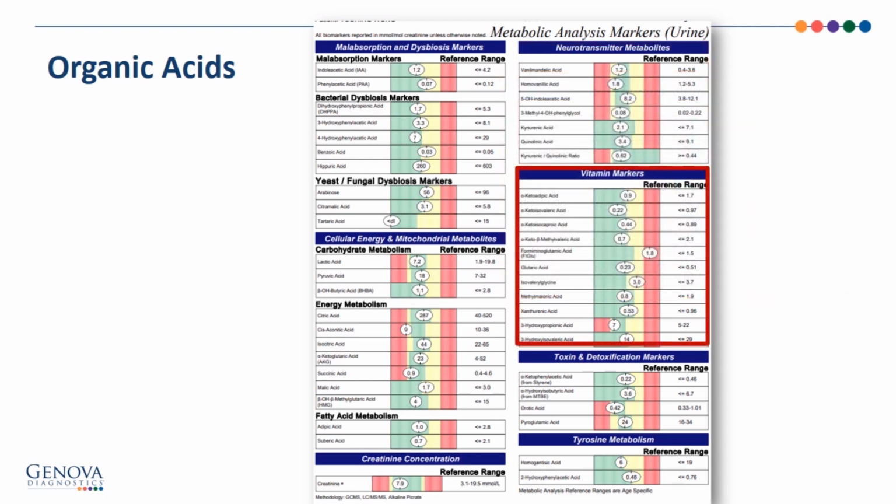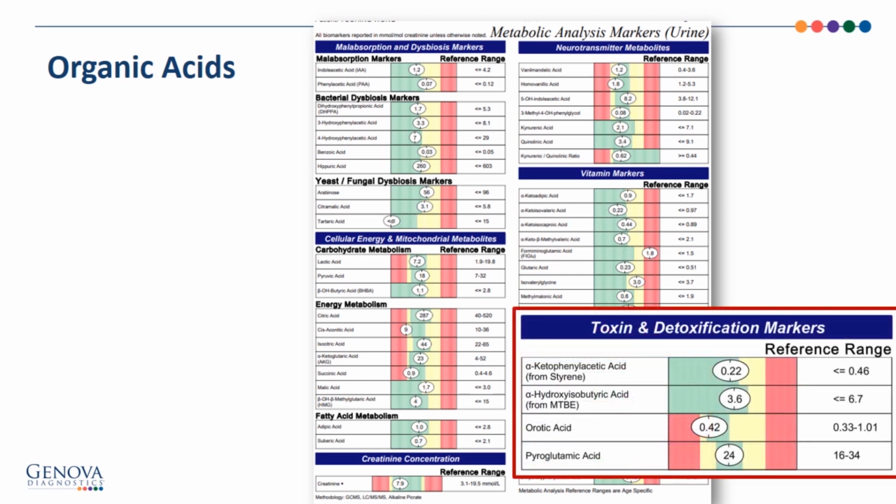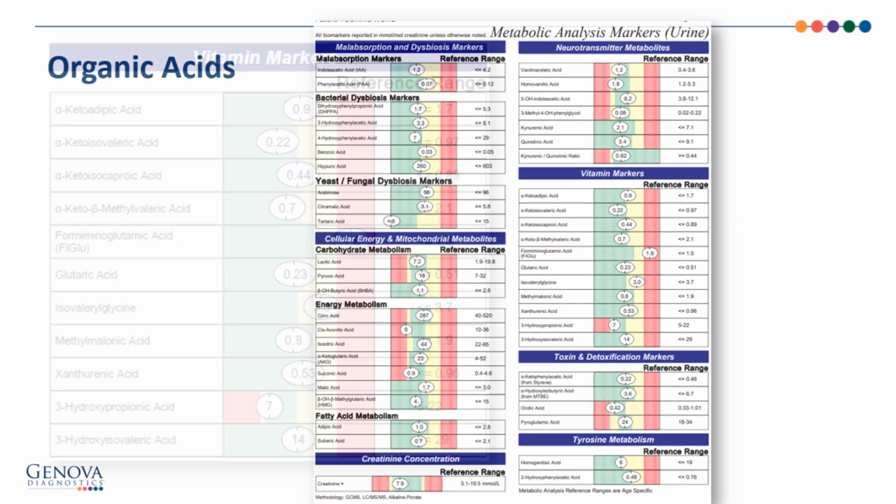and that's problematic and tells us that we have to look at inflammation as a key take-home point. These are the vitamin markers. We're going to look at this again on the next slide because we do have an elevation here. Toxin and detoxification markers look just fine. The alpha-ketophenylacetic from styrene and the alpha-hydroxyisobutyric acid from MTBE tell us that at this point, there's not any high exposure to those two water-soluble toxins.